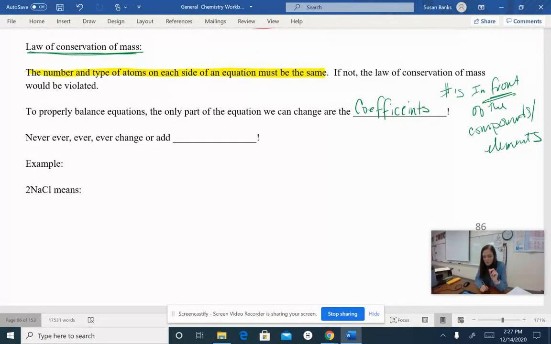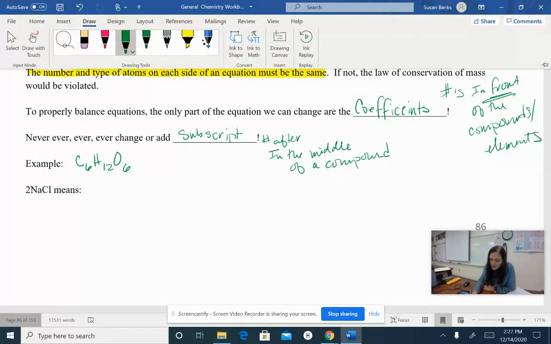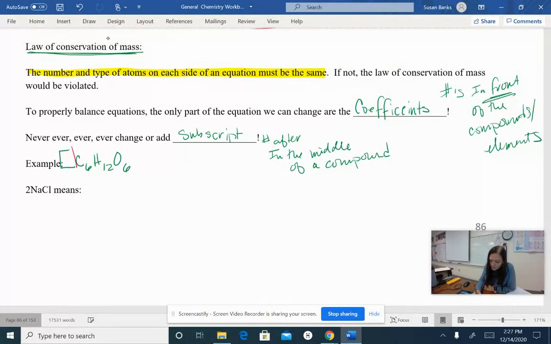We can never, ever change or add a subscript. These are the numbers after or in the middle of a compound. So, for example, if I have sugar, C6H12O6 glucose, I can put a number here. This is good. Yes, I can do this. I can change that.